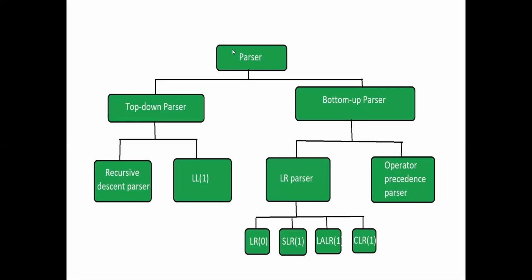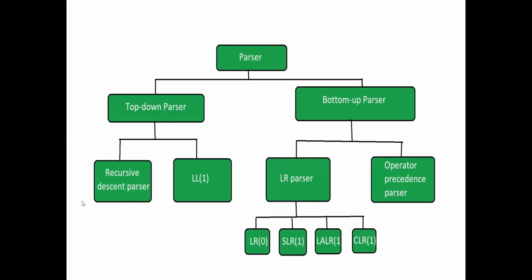In previous lecture, we already discussed different type of parsing. Now, just for the recap, right? Parser can be classified into two types. First is top-down parser, and second is bottom-up parser. In top-down parser, we classified into two different methodology or two different types. That is called recursive descent parser and LL1 parser, right?